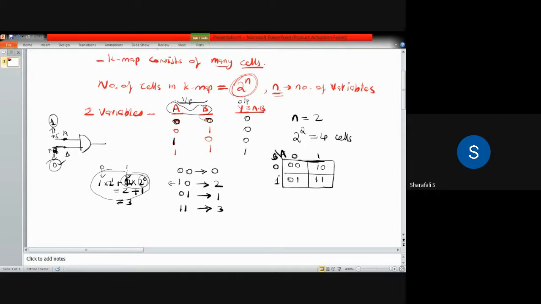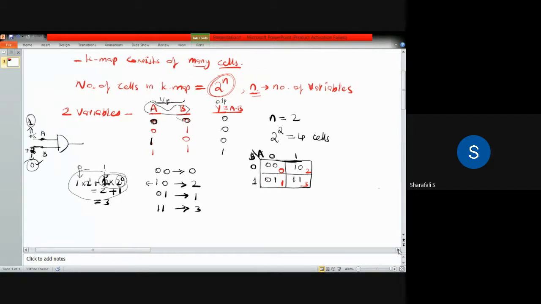Anyway, so this will be this number. If you are writing these numbers for the cells, then this is 0, this is 1, this is 2, this is 3. So these all represent the addresses of each of these cells.